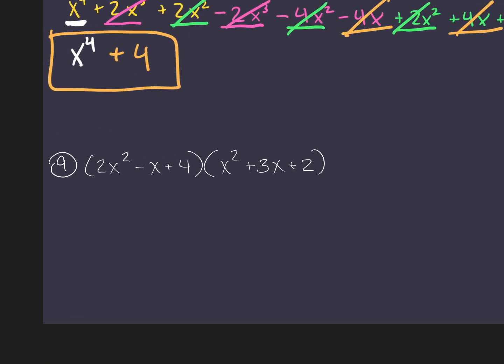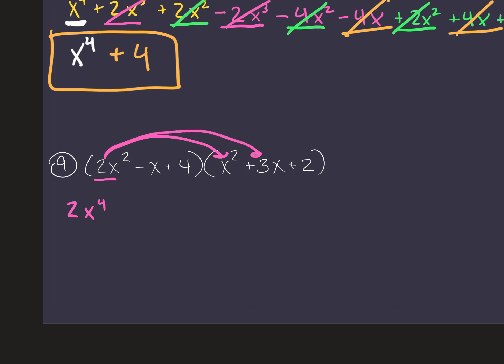All right, looking at number 9. Everything in our first parentheses has to get multiplied to everything in the second. So I'm going to start with my first term in the first set and multiply that to all 3 things in the second set. So 2x squared times x squared would be 2x to the 4th power.